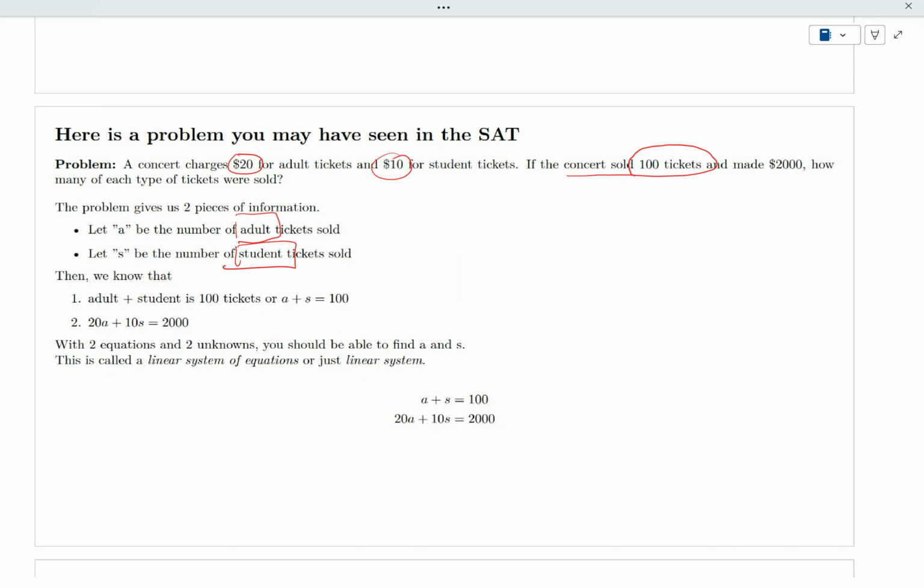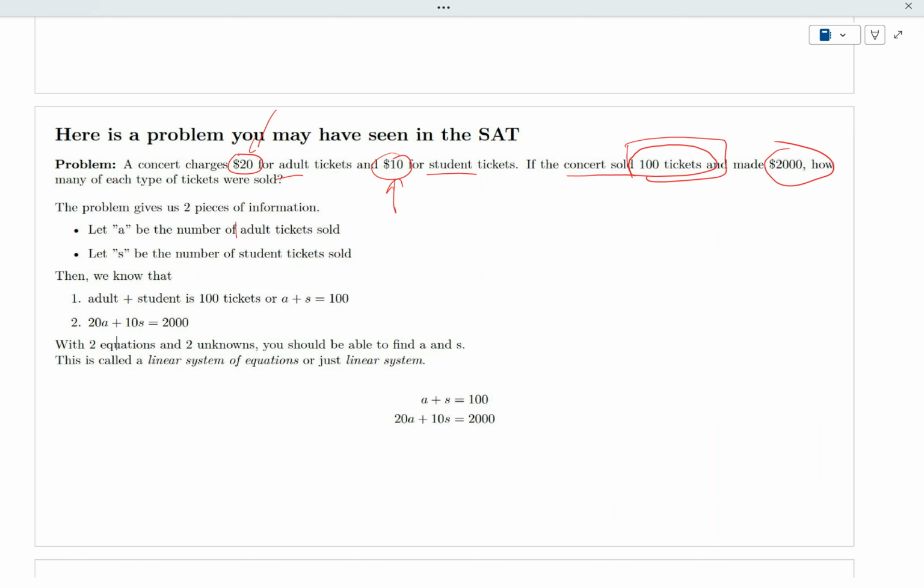What we know is that the total number of tickets is 100, implying that the total number of adults and students, if you add up all the ticket numbers, is equal to 100. The next thing we know is that $20 for adult and $10 for student, and they made $2,000. So 20 times the number of adults plus 10 times the number of students is the total amount of money we made. It's adding up however much money you made from adults and students.